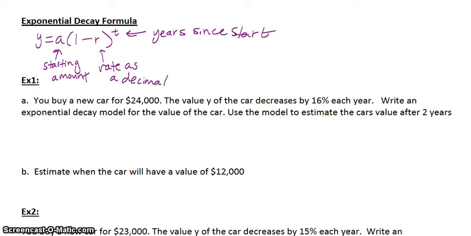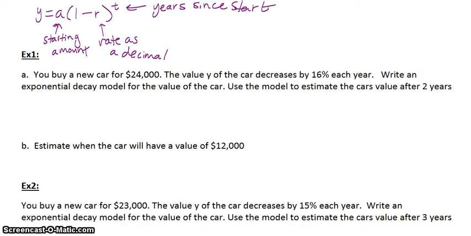You're going to buy a new car for $24,000. The value of the car decreases by 16% each year. I want to write a model for the value of the car, and then step 2, we're going to estimate the car's value after 2 years. All right, so just for the first part, I'm finding a model. Remember, when you find a model, T stays T. All we need to do is fill in A and R.